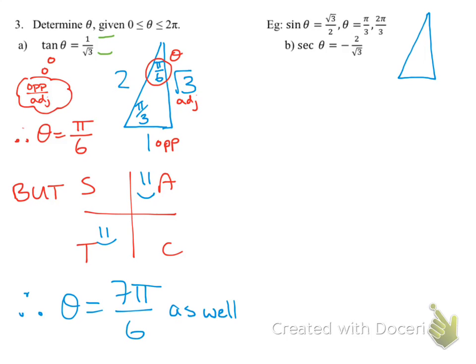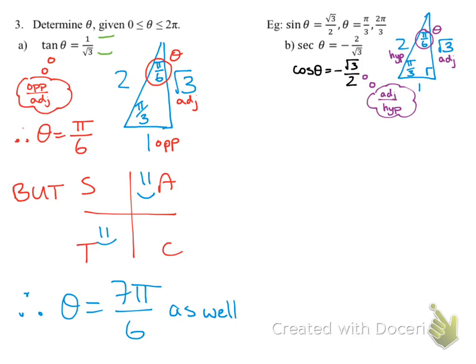For the next one, we have secant theta is negative 2 over root 3. So there's our triangle again. 1, 2, and root 3. Pi by 3 and pi by 6. So we know that cos theta has to be the reciprocal of secant, right? So root 3 over 2. And cos is adjacent over hypotenuse. So that means that root 3 is adjacent and 2 is hypotenuse. So the thing that root 3 is adjacent to is pi by 6. So that means pi by 6 is not really theta, but it's actually theta's related acute angle, right?